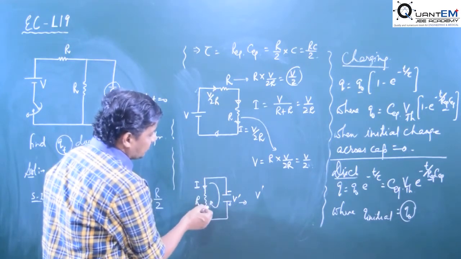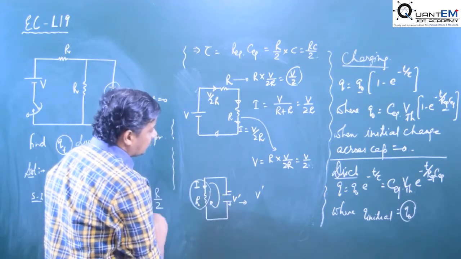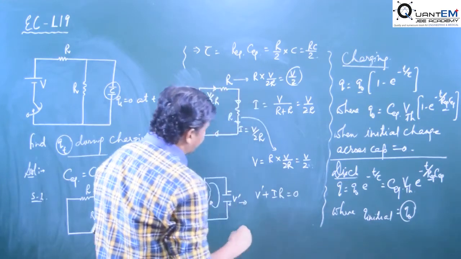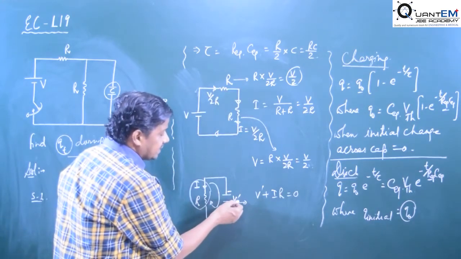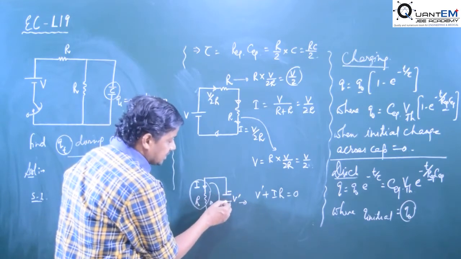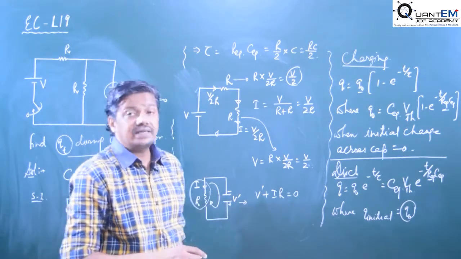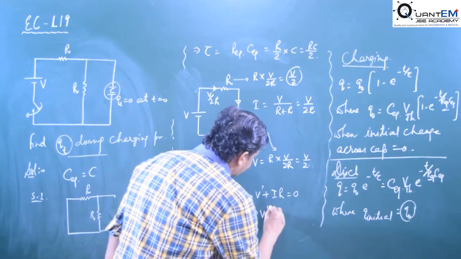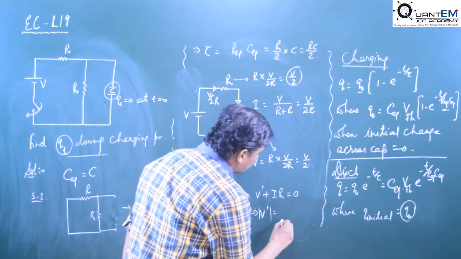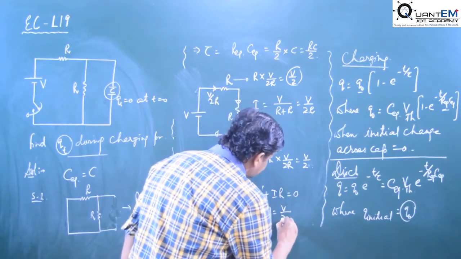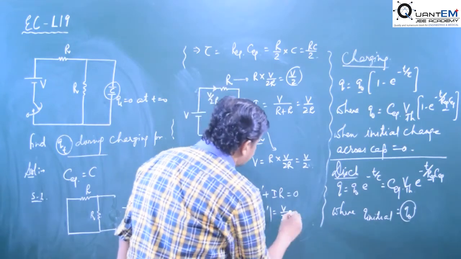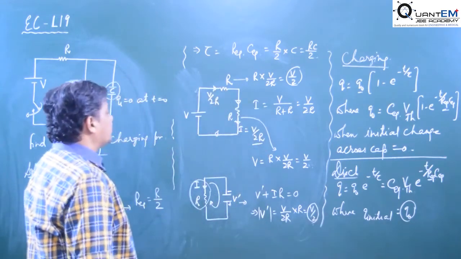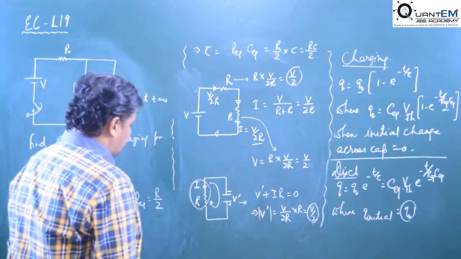If the current and loop are in the opposite direction, the potential drop will be positive. So plus IR equal to 0. That means we have taken the opposite polarity here. That means the upper plate should be positively charged and the lower plate negatively charged. We have discussed this in Kirchhoff's laws. So we get the value of V dash. V dash is I into R, and I we found earlier as V by 2R, into R. The voltage is V by 2. So the potential drop across the capacitor is V by 2.